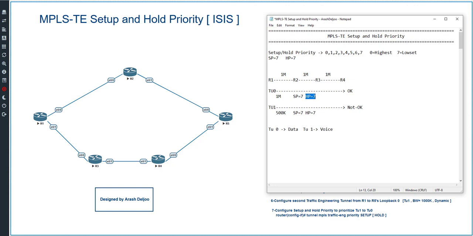A tunnel that has a lower setup priority value than the holding priority of a second tunnel can preempt that second tunnel. For example, this means that when we have tunnel 1 and we are configuring the setup priority of 6, this setup priority should be compared with the hold priority of the established tunnel. And because now tunnel 1's setup priority is less than the hold priority of tunnel 0, this tunnel can preempt tunnel 0 and can use this path. We can configure these two priorities with the command tunnel mpls traffic-eng priority setup and hold.